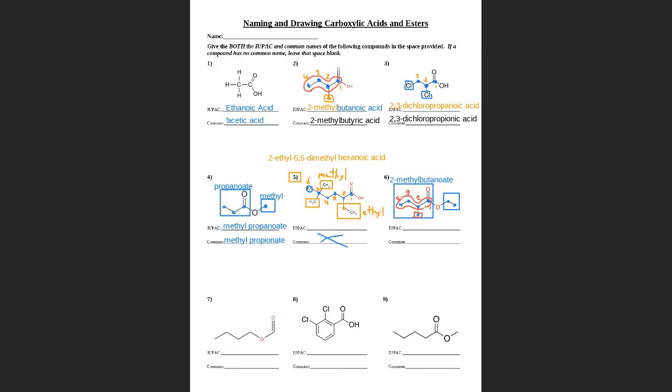So 2-methylbutanoate. And then what would I put for the less important side? What would I call that? Ethyl. Yeah, exactly. It'd just be a substitution. So ethyl. And so the full name for this is going to be ethyl space 2-methylbutanoate.